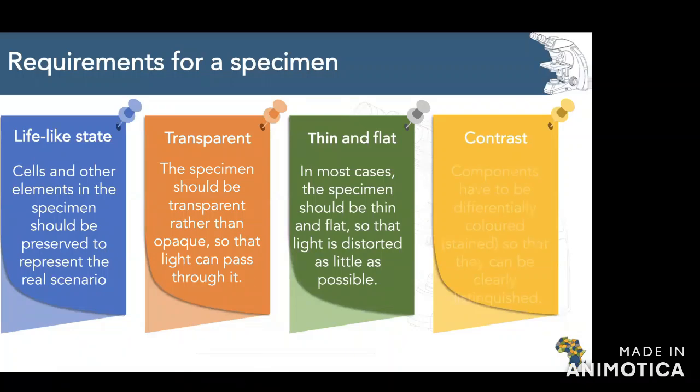And finally, you need good contrast. Of course, there are different things like phase contrast, and we'll talk about that in a little bit, but you need to have differentially colored components in your sample so that you can distinguish between each of them. So these are the kind of the key requirements. Of course, there's other things to take into consideration, which we'll touch on in a minute.